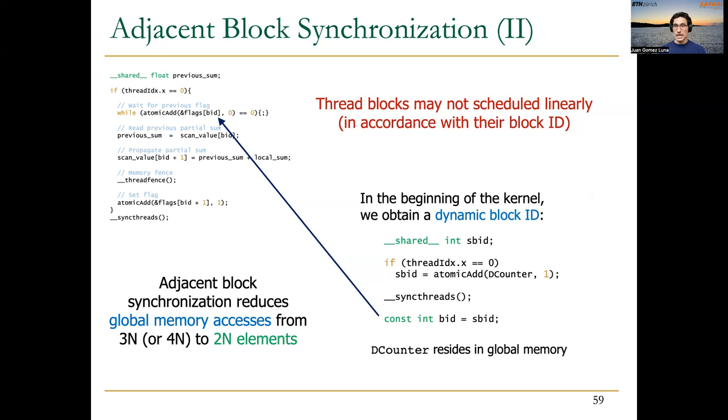And the good thing of this adjacent block synchronization is that it allows us to merge the three parts of the hierarchical scan operation, and in the end, reducing the total number of global memory accesses to just 2n. So as a result, this will be faster than scan-then-propagate and the original reduce-then-scan as well.